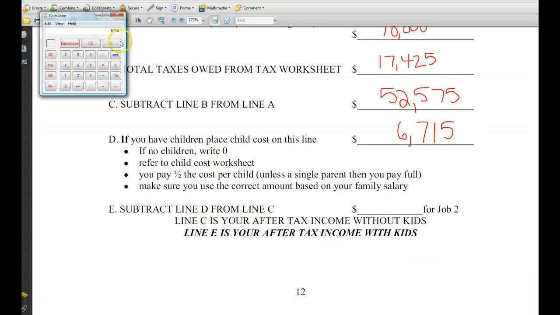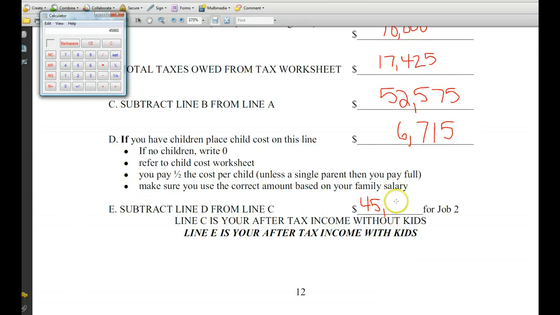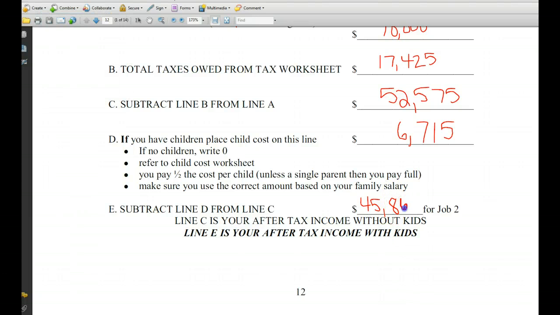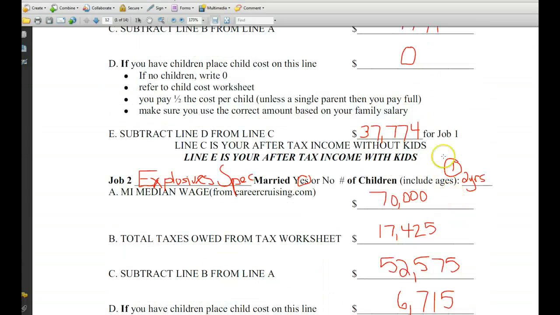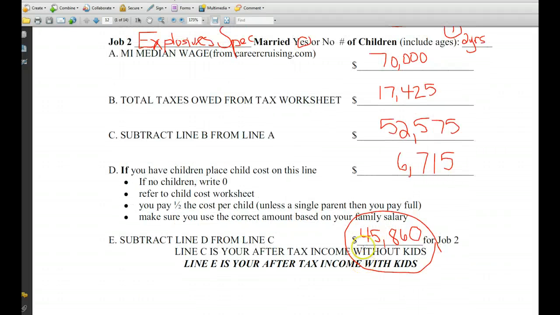Get my calculator back up. So we've got 52,575 subtract 6,715 equals 45,860. So this number here and this number here are going to be what you're going to deal with for the rest of this project.